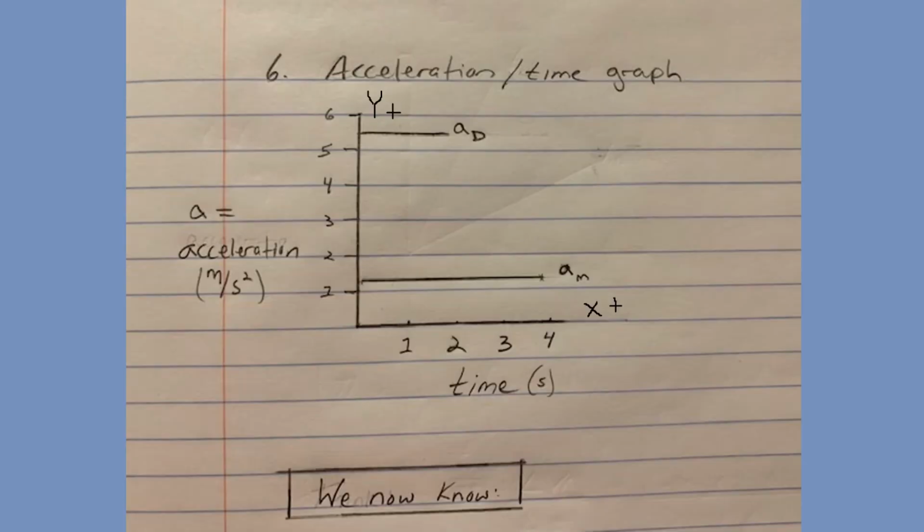The final of our motion line graphs is going to be acceleration over time. Acceleration is on the y-axis, and again, it's represented by a, and the units are meters per second squared. And time is again on the x-axis with units of seconds. You can see that both accelerations are flat lines, or horizontal lines. And so a sub d, or Doc's acceleration, is indicated there at 5.5 meters per second squared. And Maeve's is below, a sub m, at 1.3 meters per second squared.